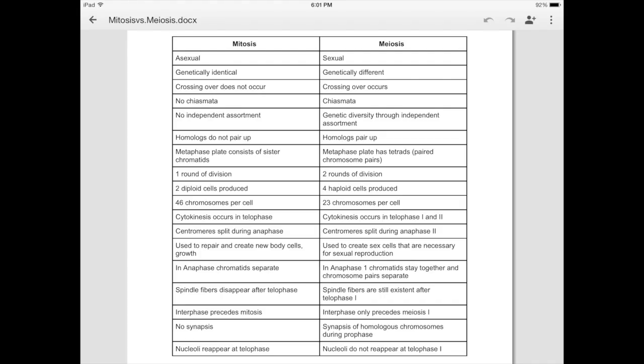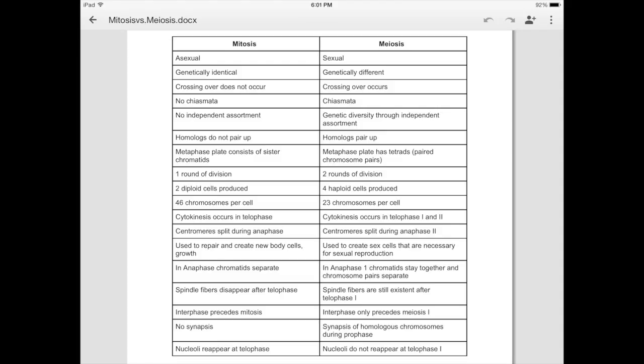Mitosis is an asexual process, while meiosis is a sexual process. The daughter cells are genetically identical from mitosis and genetically different from meiosis. Crossing over does not occur in mitosis and occurs in meiosis. In mitosis, there is no chiasmata, but there is one in meiosis. In mitosis, there is no independent assortment, but meiosis has genetic diversity through independent assortment. The homologs do not pair up in mitosis, but they do in meiosis.